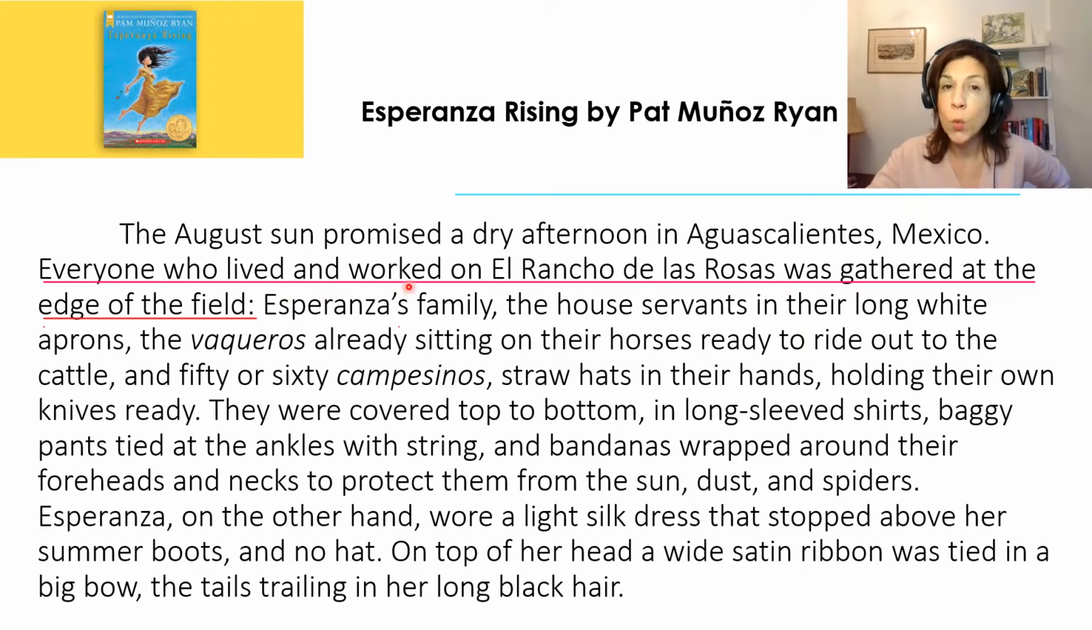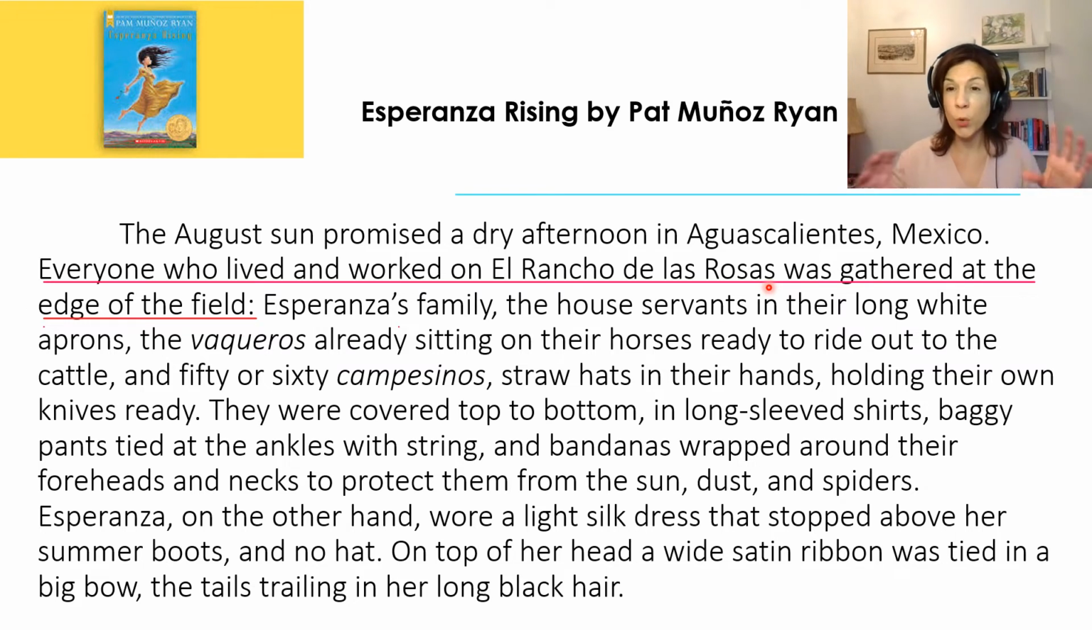Who lived and worked on El Rancho de las Rosas. Who is a relative pronoun that is modifying the word everyone. And it's a little extra bit of information after everyone, right? And we want our students to understand that this whole phrase here is the subject, is the who of this sentence. Everyone who lived and worked.